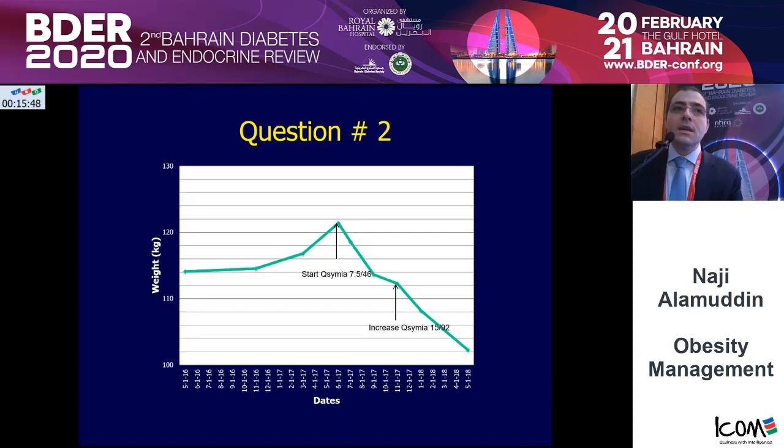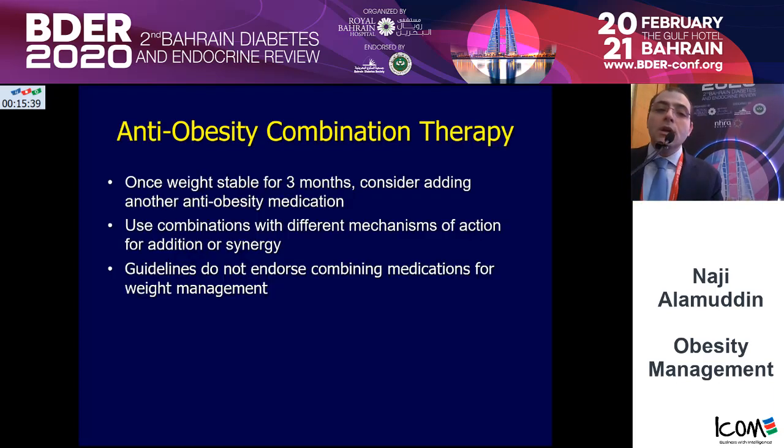So the patient that I presented earlier, because of her migraines, I started her on Qsymia, and her weight went down from around 122 kilograms down to 102. So what do we do next? Once the weight is stable for 3 months, you consider adding another anti-obesity medication. You use one with a different mechanism of action for addition or synergy. Keep in mind that the guidelines do not endorse combining medications for weight management.